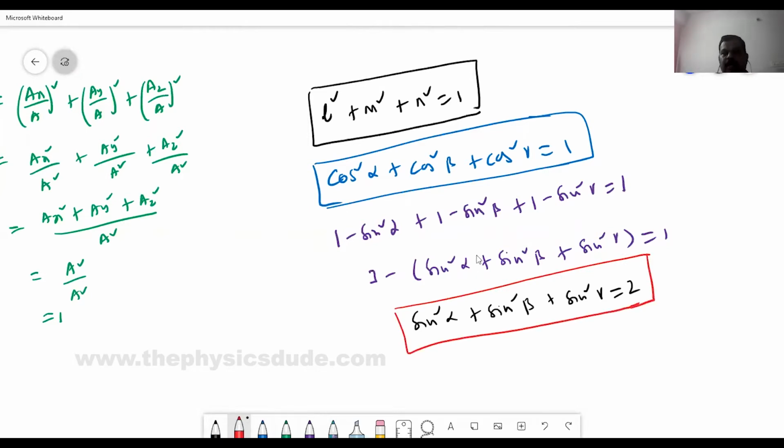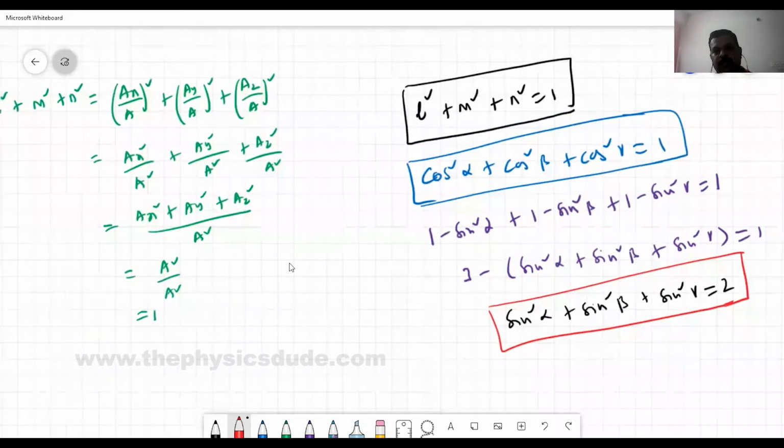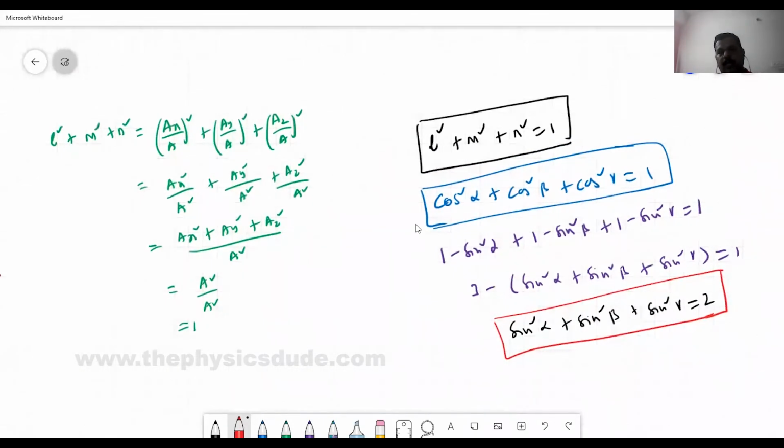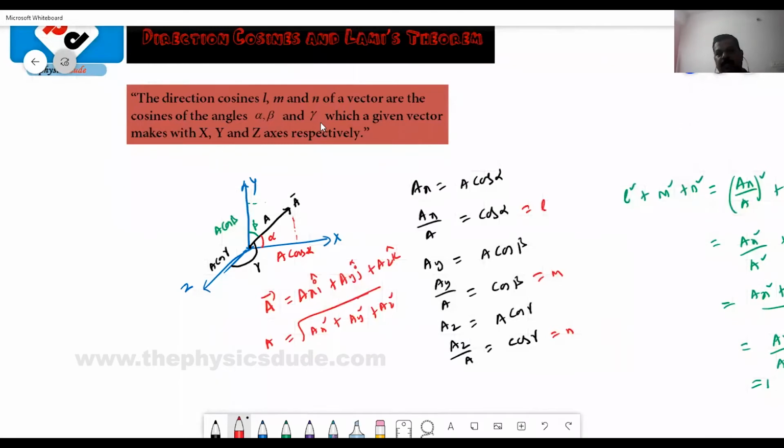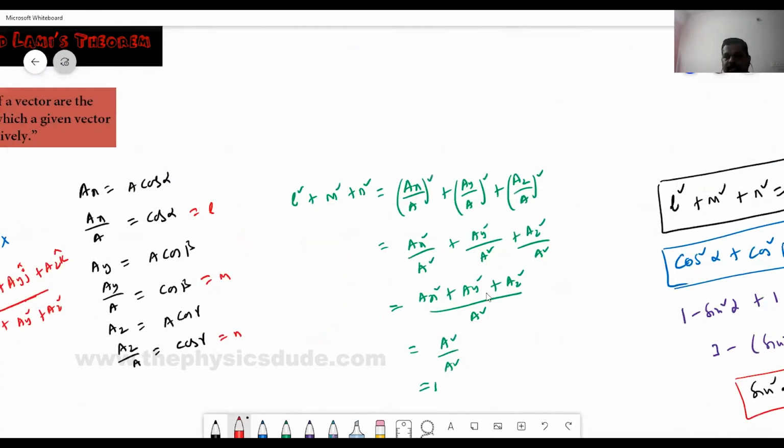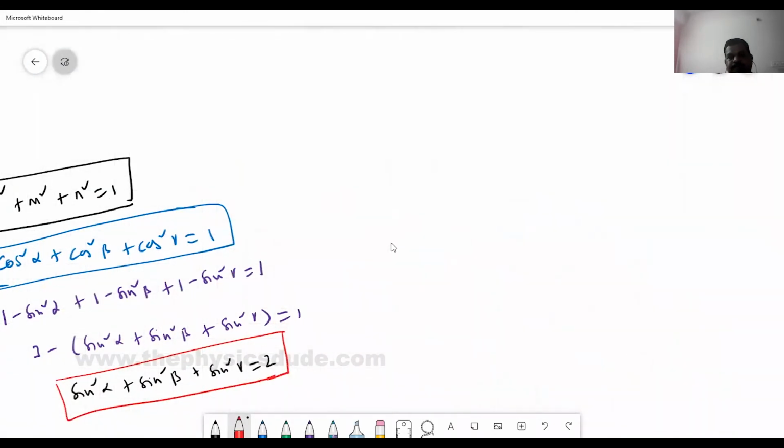So for any vector, l square plus m square plus n square is equal to 1, or cos square alpha plus cos square beta plus cos square gamma is equal to 1, or sin square alpha plus sin square beta plus sin square gamma is equal to 2. So these are the direction cosines of a vector, or the cosines of angles made by a given vector with x, y, z axis. Let us see an application of this.